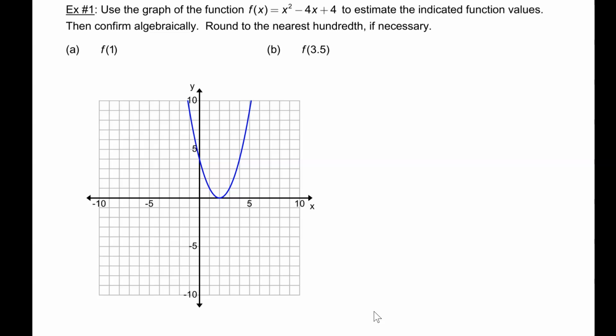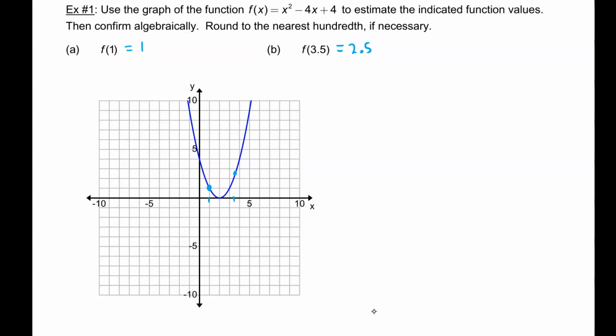So for instance, at x equals 1, here's 1, we can look and it roughly looks like this would be a y value of 1, versus f of 3.5. Okay, so here's 3.5, about here. So we can estimate, maybe like 2.5 or so, depending on how much I zoom in, how much I estimate. So we can estimate that the function value is 2.5 here. Okay, so we indicated it.